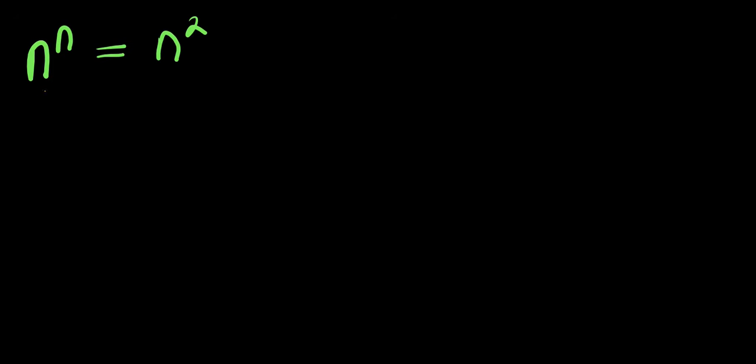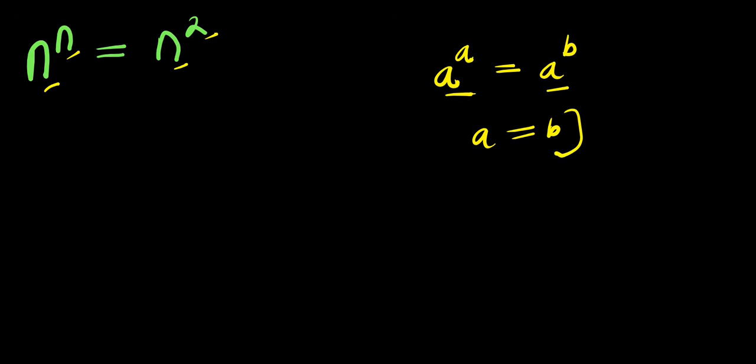Hello, how to solve n power n equals n power 2, solving for the value of n that satisfies this equation. Now, if you have a to the power of a, and this equals a to the power of b, the bases are the same, so the exponent a equals b. Going by that identity here, you can say that n equals 2.